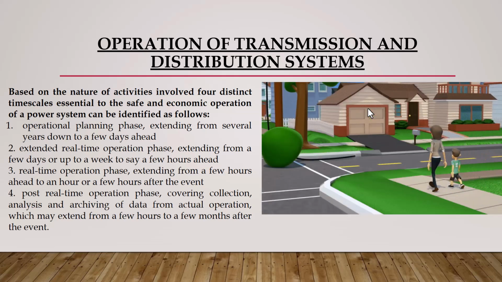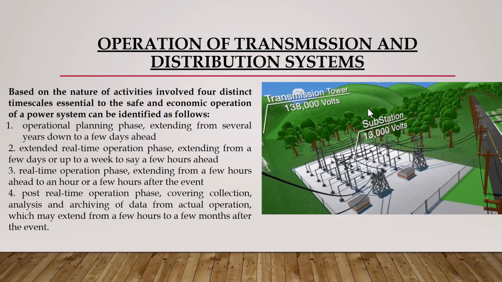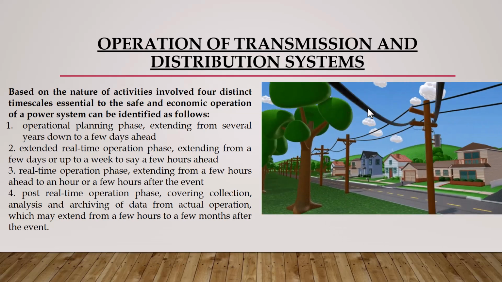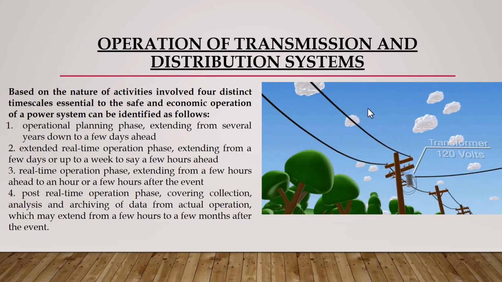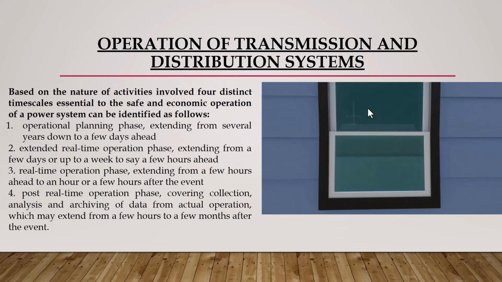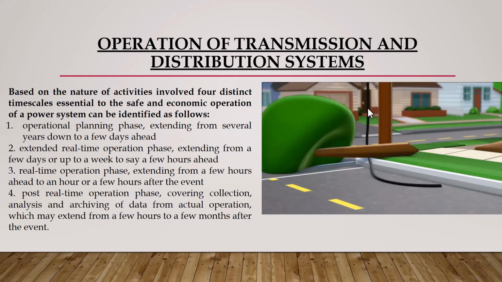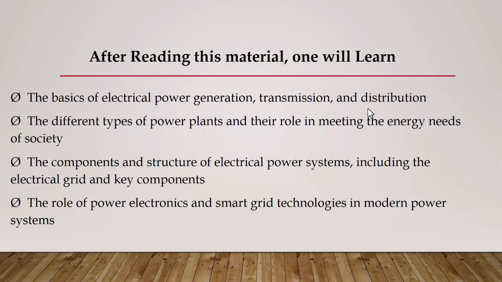In conclusion, the effective operation of transmission and distribution system relies on a well-coordinated, time-sensitive approach that spans from long-term strategic planning to real-time control and post-event evaluation. Each phase, whether it's planning years ahead or reacting to a sudden disturbance within minutes, plays a critical role in maintaining the stability, reliability, and economic efficiency of the power grid. These four operational timescales are not isolated; rather, they are interconnected layers of decision making that support and inform one another.